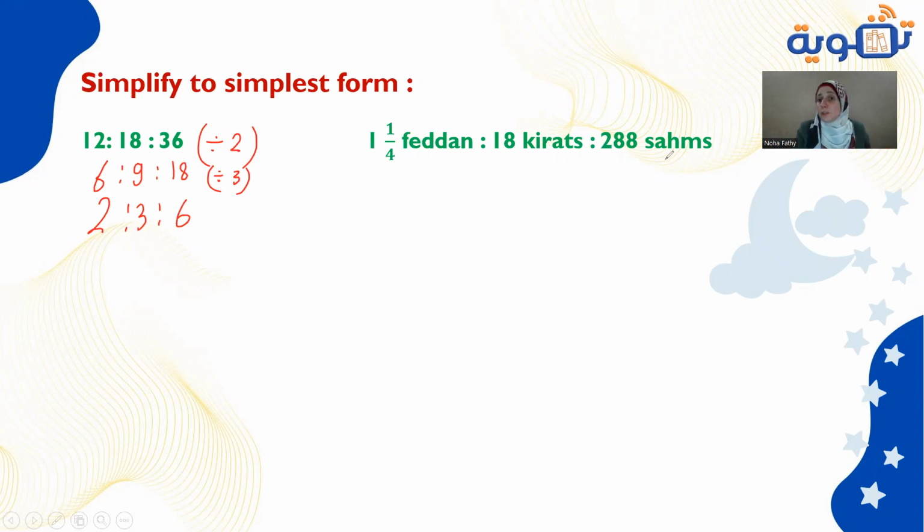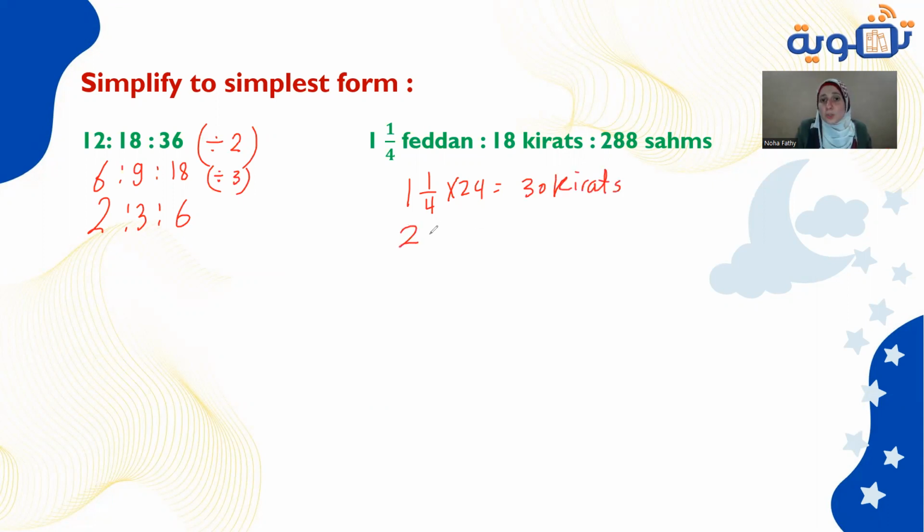Here we have feddan, kirat, and sah. I will try to change the 3 numbers to be with the same unit. This means we cannot change the 3 numbers to be feddan, or to be kirat, or to be sah. I will change here to kirat. So 1 and a quarter times 24 to convert from feddan to kirat equals 30 kirat.